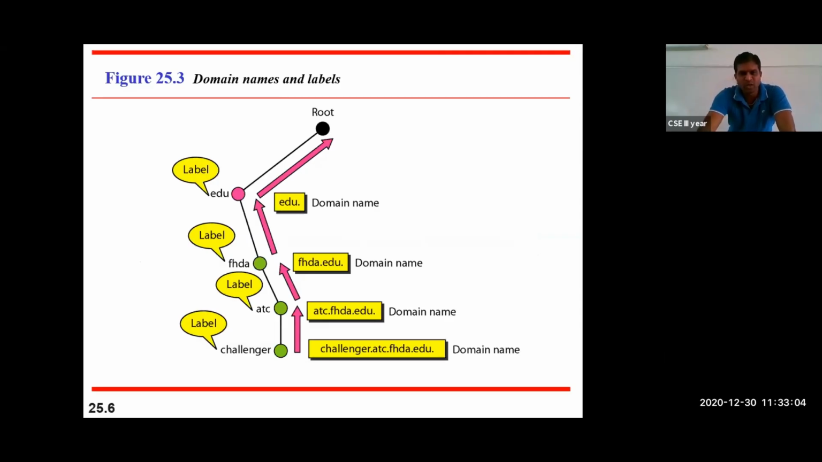There is a name here, challenger.atc.fhda.edu. So what is the last leaf? If you have a name called challenger.atc.fhda.edu, at the bottom, the challenger is the last one, then comes your ATC, then your FHDA, then your EDU, then comes the root for the entire world DNS, right?